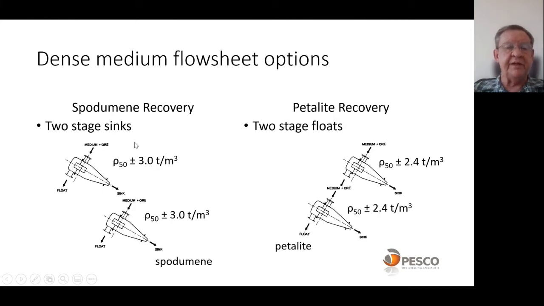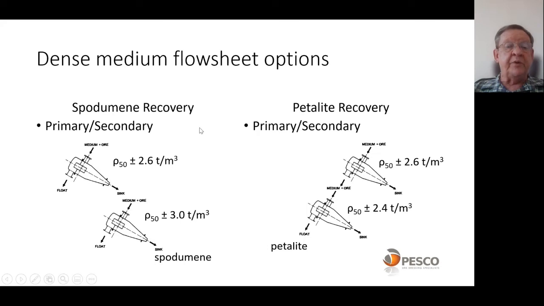If we look at 2-stage, for spodumene, we look at 2-stage on the sinks. So what we do is retreat the sinks through a second stage, but both stages at a cut density of 3, and then your final sinks is your spodumene product. If we look at petalite, we'll do 2-stage on the floats. So both stages again at 2.4, and the final floats will be your petalite concentrate.